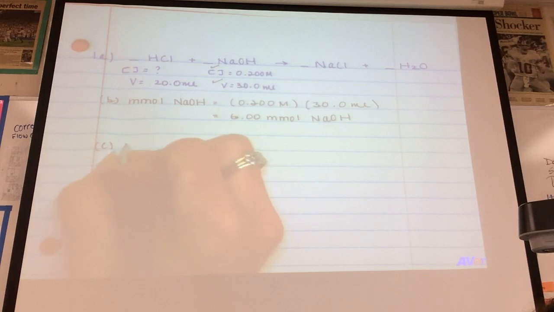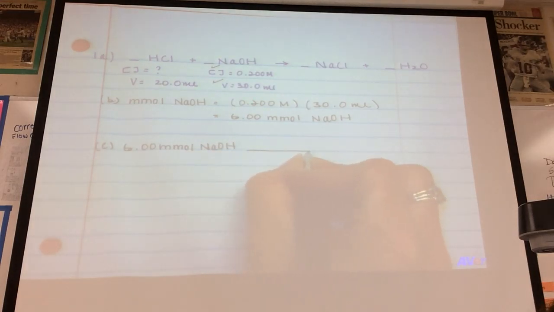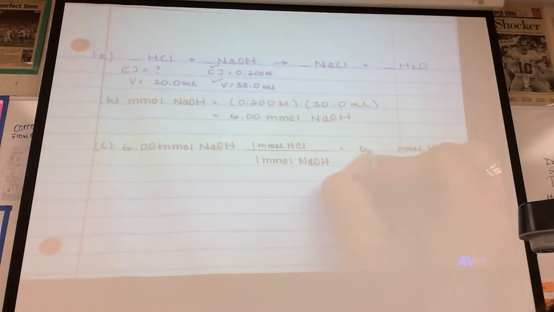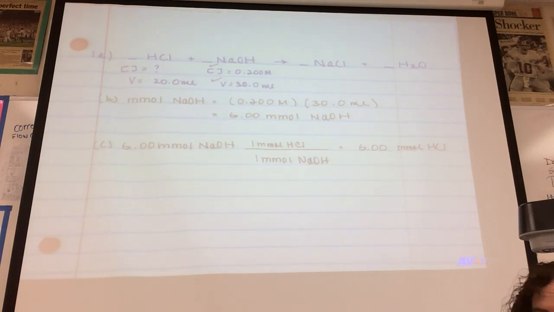In step C, I'll take that quantity, and from the balanced chemical equation, I can do a very simple mole or millimole ratio to get the millimoles of hydrochloric acid. I've got 1 millimole of sodium hydroxide, 1 millimole of hydrochloric acid, so I have 6 millimoles of HCl. Here's my stoichiometry at the equivalence point. I know the millimoles are stoichiometrically equivalent.